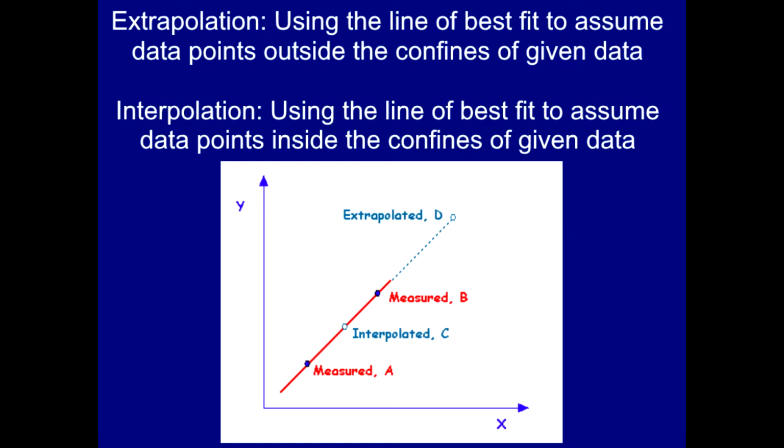In statistics, generally, interpolation is allowed while extrapolation is highly discouraged. This is due to the fact that for the most part, a line of best fit represents most points well within the given confining data, while a line of best fit may fail to represent all data outside given limits.